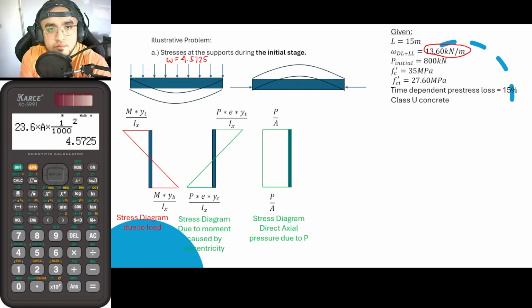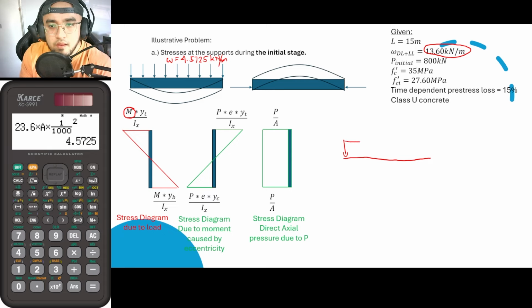5.725 kilonewtons per meter. What is now the value for my M? So if you can remember the moment diagram, if I am to draw the moment diagram here, apologies once again, let me just redraw my rather ugly beam. So let's say that this is now the beam and we have here the loads.